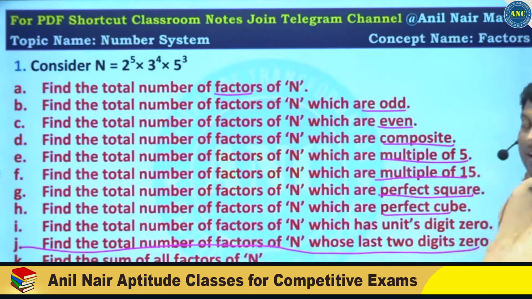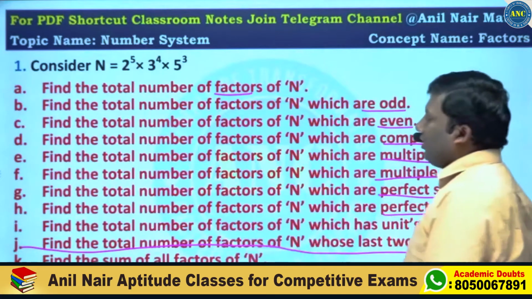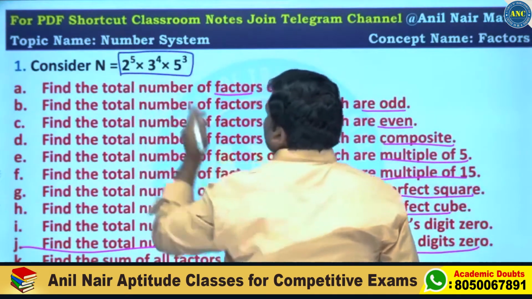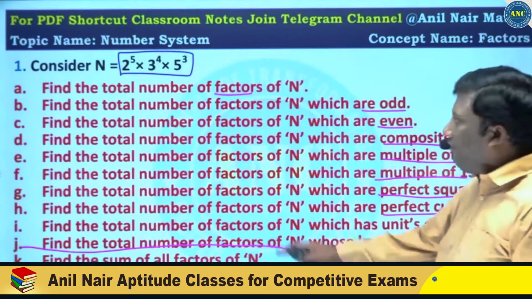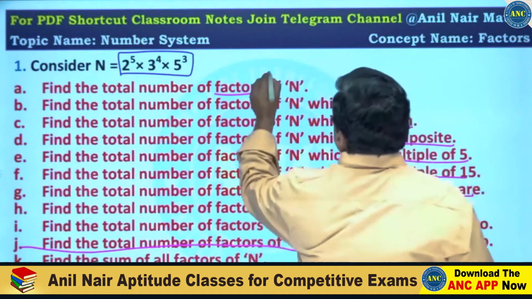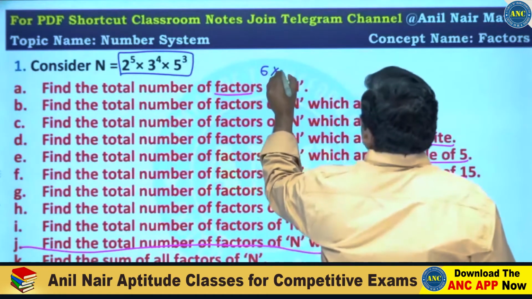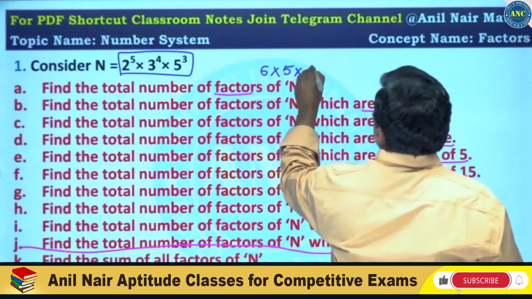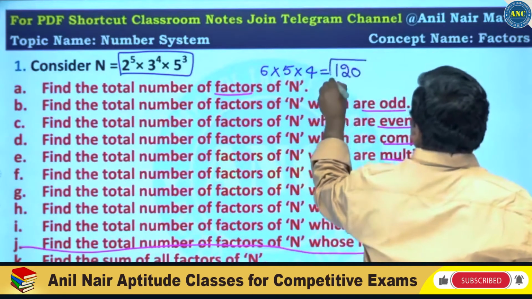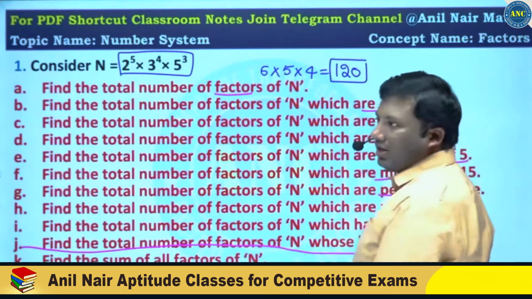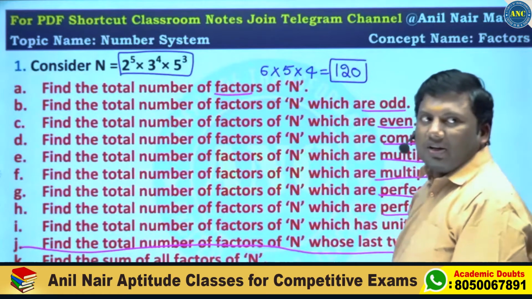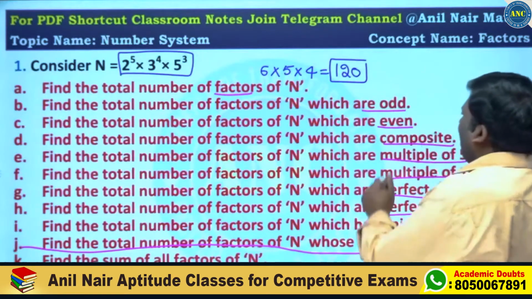Find the total number of factors for n. Listen carefully. The number should be written as a power of prime bases. Yes, it is given already. If it is a composite number, write the number as a power of prime bases. Factors will be 0 to 5, 6 cases, 0 to 4, 5 cases, 0 to 3, 4 cases. 6 5s are 30, 30 4s are 120. First one is 120.